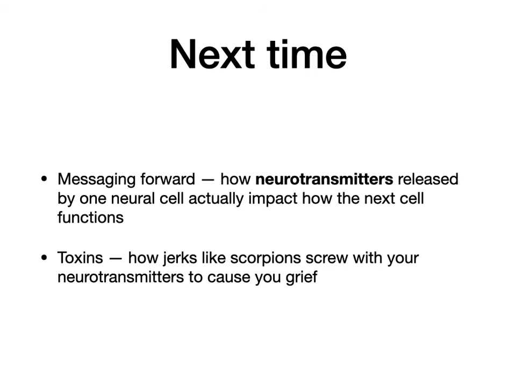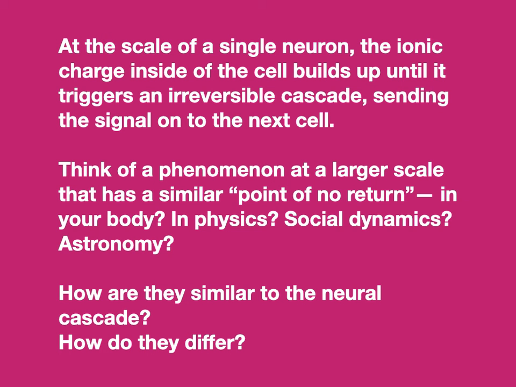All right, so final thought, as always. At the scale of a single neuron, the ionic charge inside of the cell builds up until it triggers an irreversible cascade, sending the signal on to the next cell. Think of a phenomenon at a larger scale that has a similar point of no return. In your body? In physics, maybe? Social dynamics? Astronomy? How are they similar to the neural cascade?